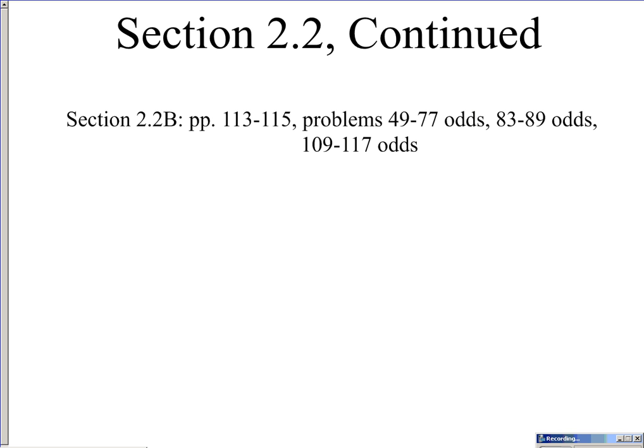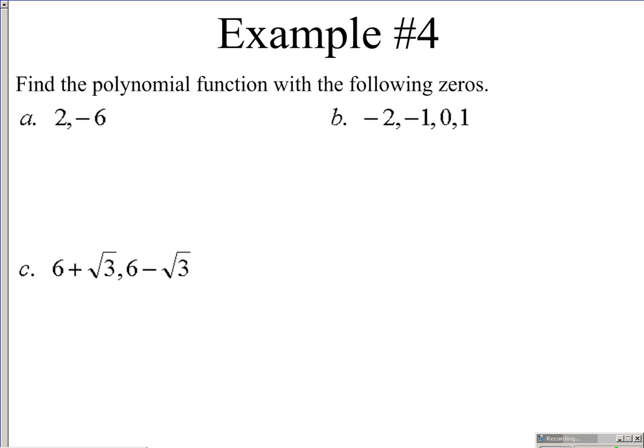Section 2.2b. Find the polynomial function with the following zeros.